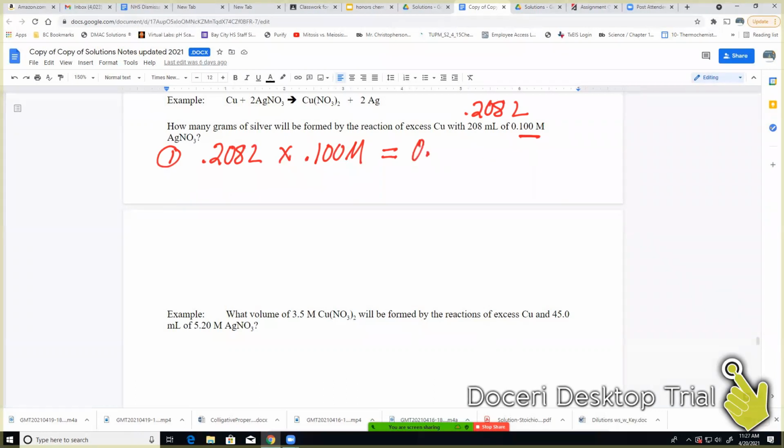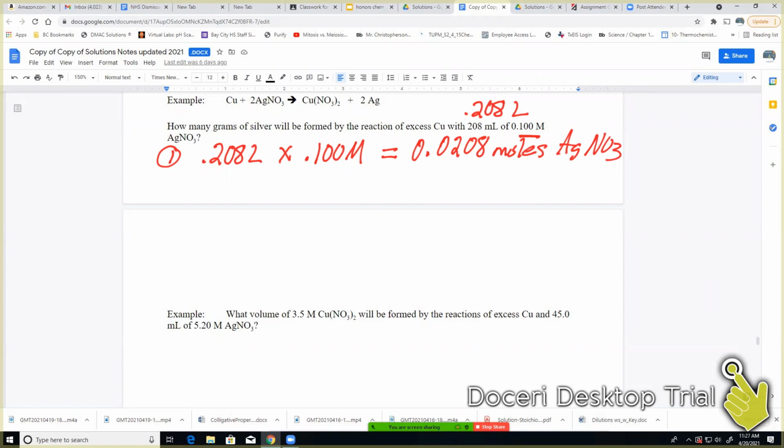So I have 0.0208 moles of silver nitrate. Once again, that's just those two little formulas that we had right above this problem. That's where I'm getting that from. The first one: volume in liters times molarity equals moles of solute.